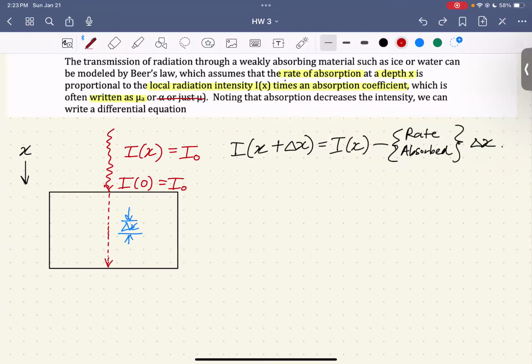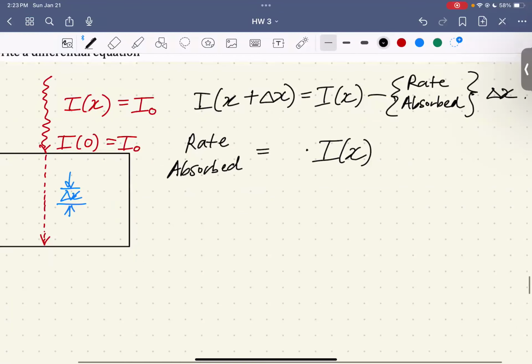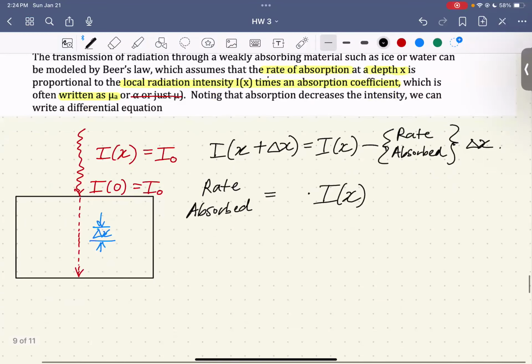But the thing is, what is the rate of absorption? It says that it is proportional to the local radiation intensity. So I'll write right here, rate absorbed. And the rate is equal to, first, I of x, and I'm writing the coefficient in front just because it looks nicer, times the absorption coefficient, which is mu of A.